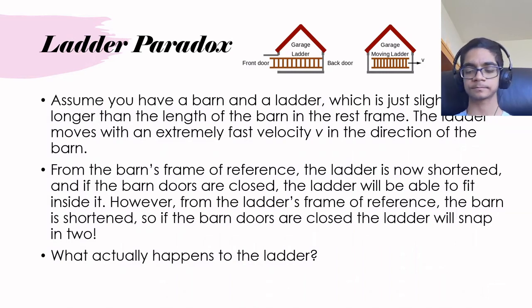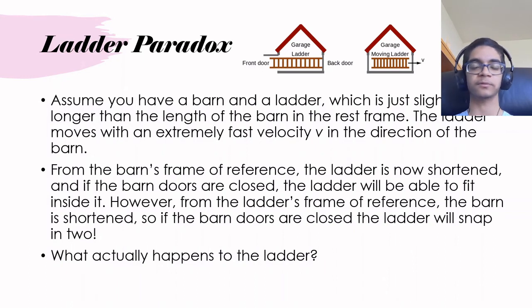So now let's give the ladder some velocity. We can call it v if we want to, which is the standard notation, and it gives it a speed v in the direction of the barn. So now the barn also has two doors. It has a front door, which we can call an entrance, and a back door, which we'll call an exit. And we can also say that the ladder has a front end, which is the end pointed towards the front door, and a back end, which is, well, the end that's pointing away from the door. So let's see what happens.